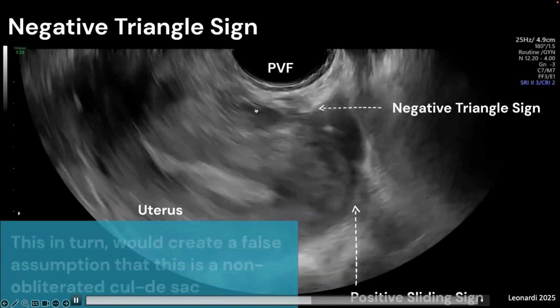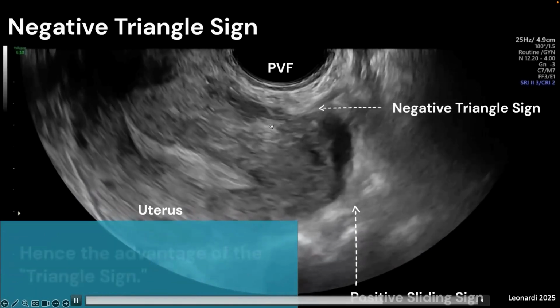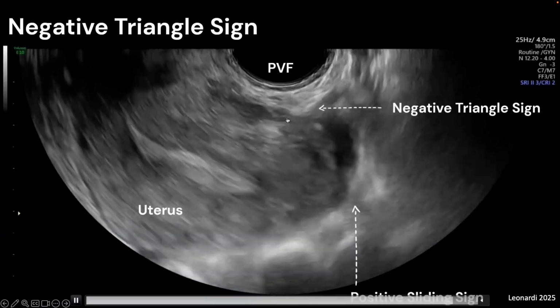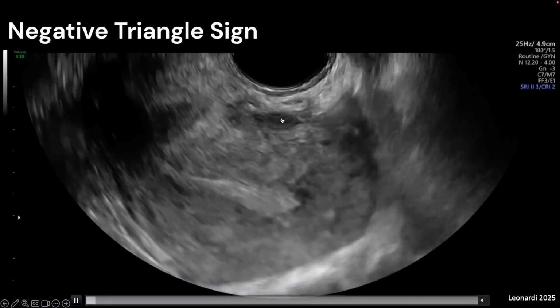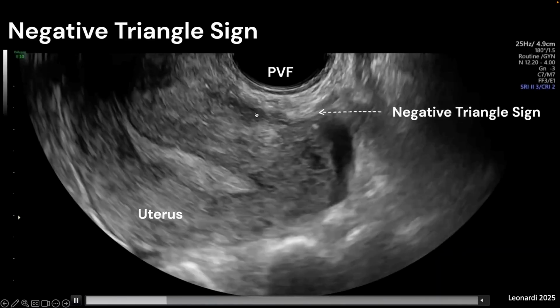And for the astute eyes here in the audience, or soon to be astute eyes, the more you learn about endometriosis, you can actually appreciate that the reason this triangle sign is negative is that there's deep endometriosis in this space between the uterine serosa and the back of the vagina.